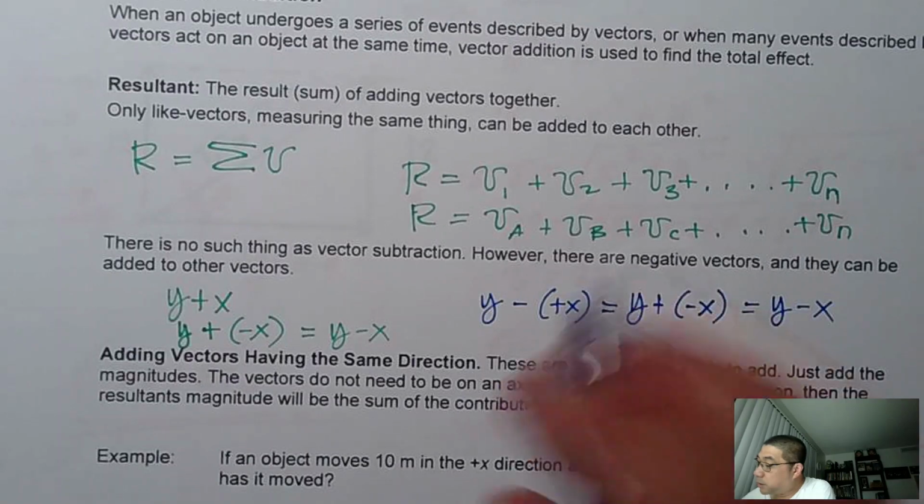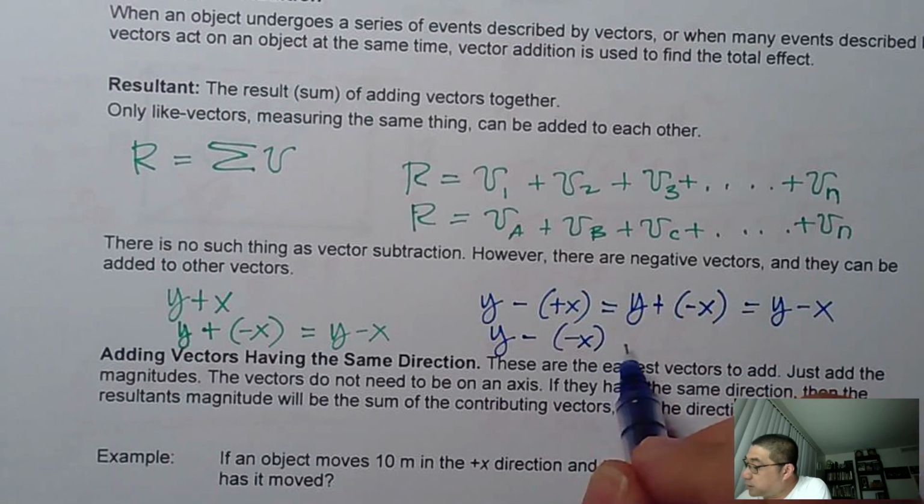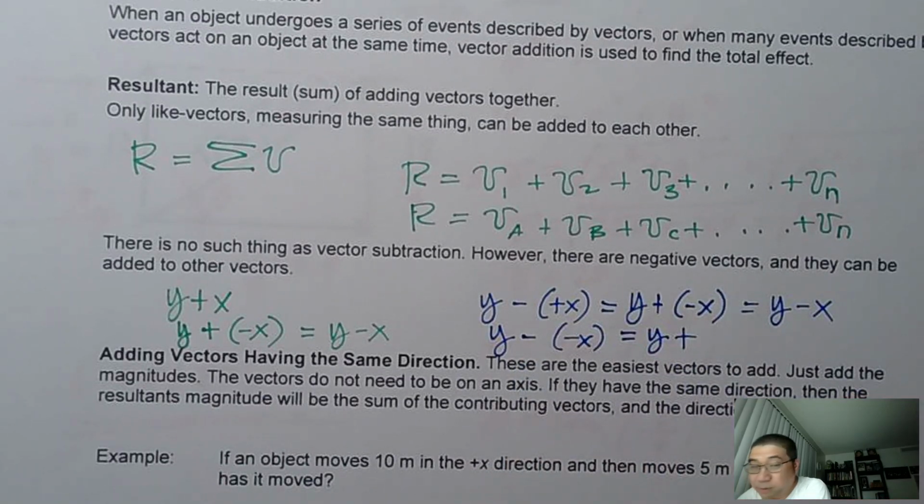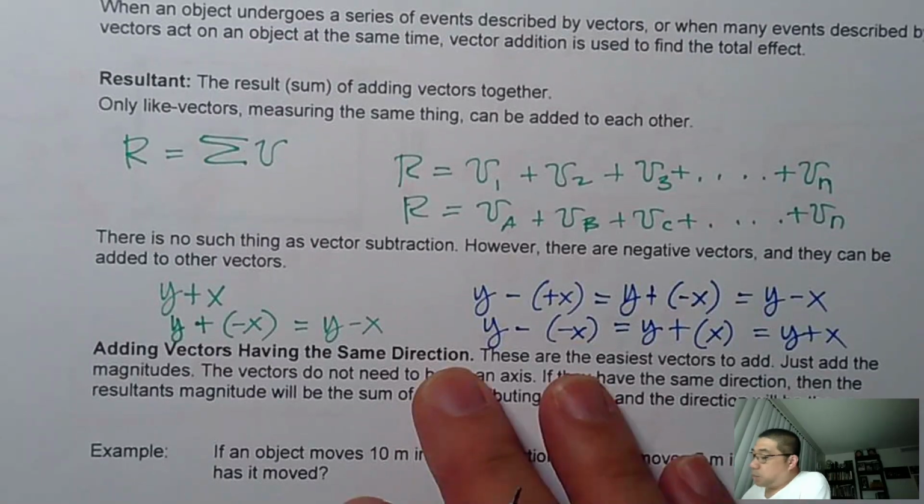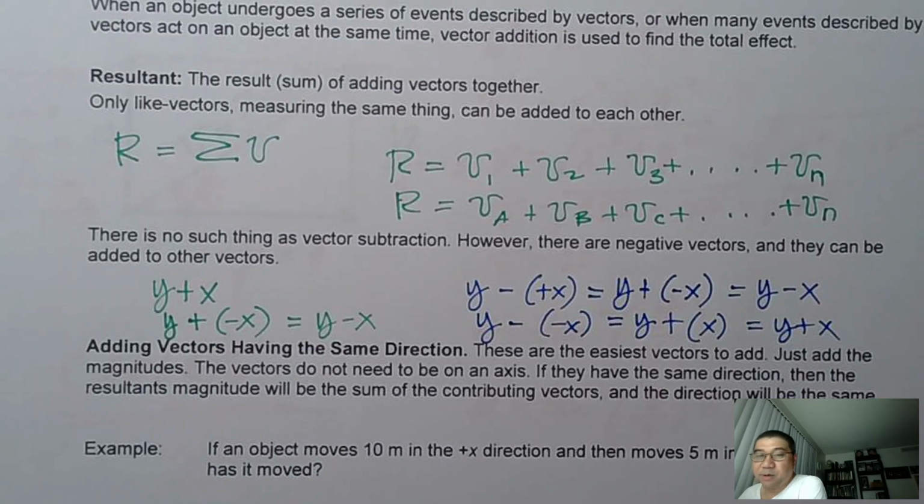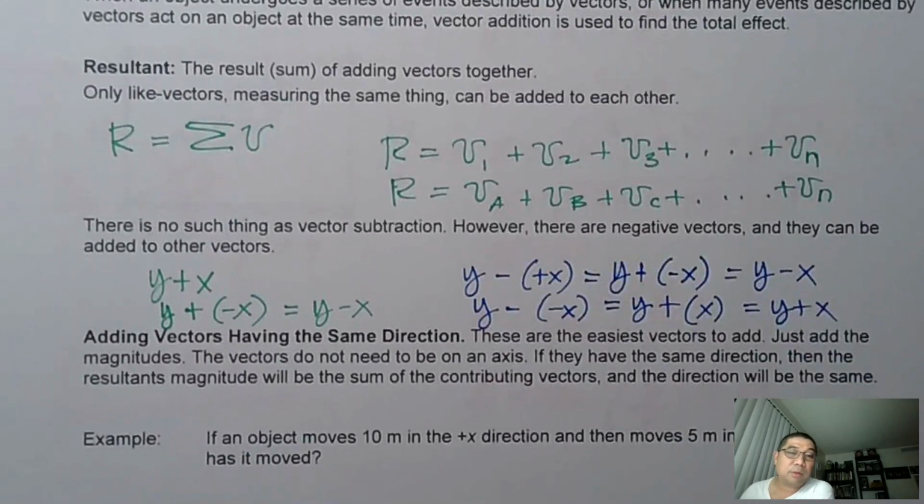How about this part right here? Y minus negative x will give you a different answer. So y, change the operation to positive, to addition, and then your negative change into positive x. So therefore your answer will be y plus x. So that's why we need to be careful not to use any subtraction in vectors, because the standard operation for subtraction of integers is you have to change your operation into addition and change the subtrahend into the opposite sign.